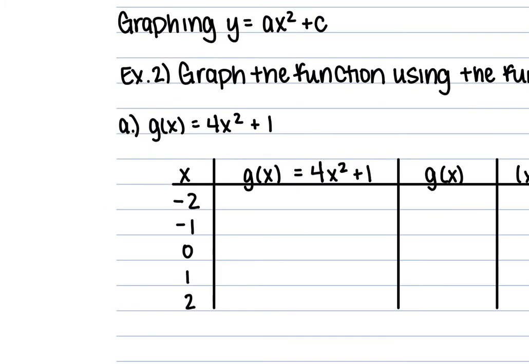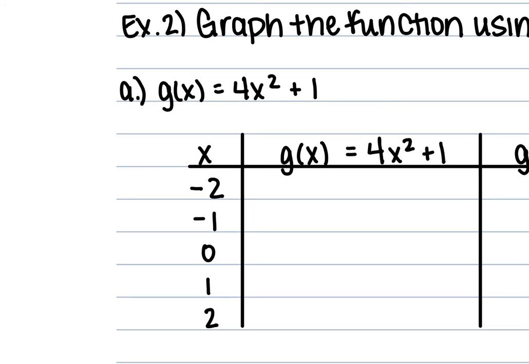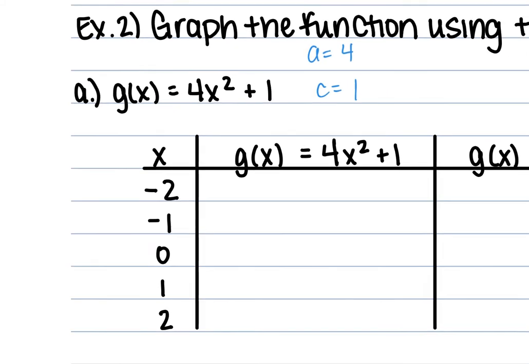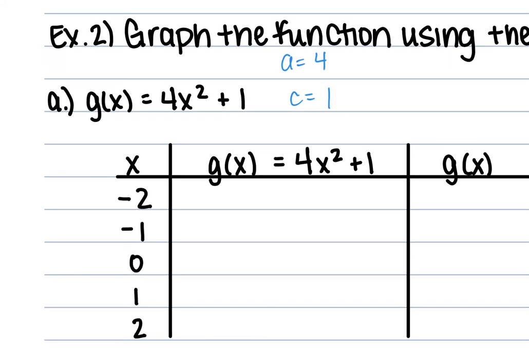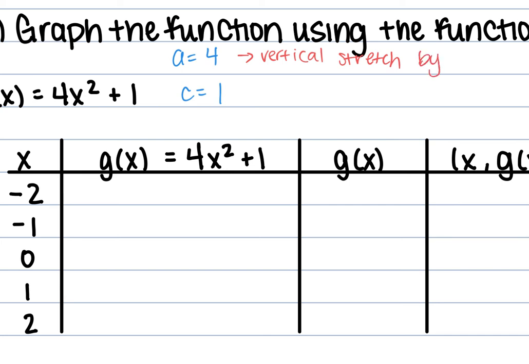All right, check out the first one. We've got 4x squared plus 1. A is equal to 4. C is equal to 1. A equals 4 means what's happening to our graph, guys? It's a vertical stretch by what? Good. Why is it a stretch and not a shrink? 4 is bigger than 1. Okay, so we're stretching it out by 4.